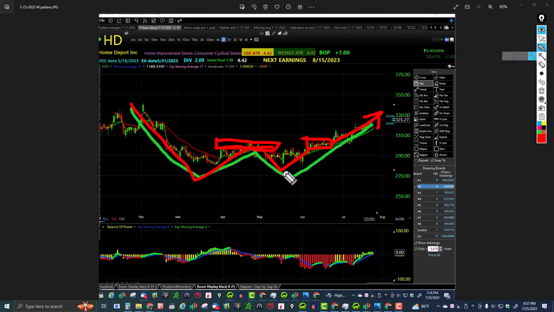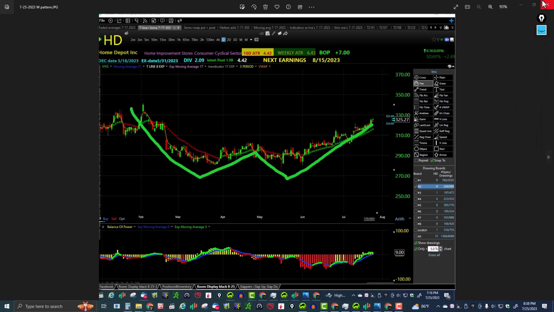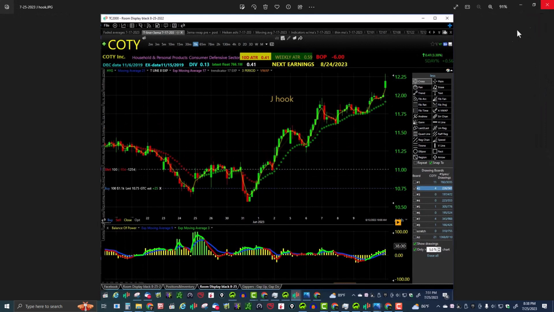How I like to play these: as soon as I retrace 51% of this, I like to go long. And I know there's going to be a battle here, and I'm willing to hang out and hold on until we emerge on the other side. So there's the W pattern.